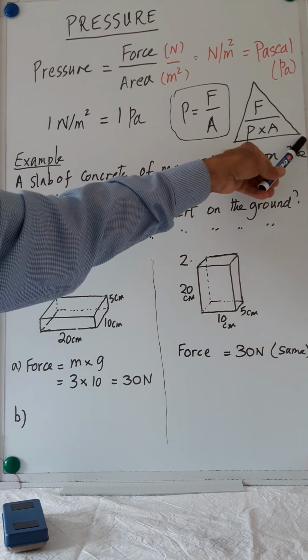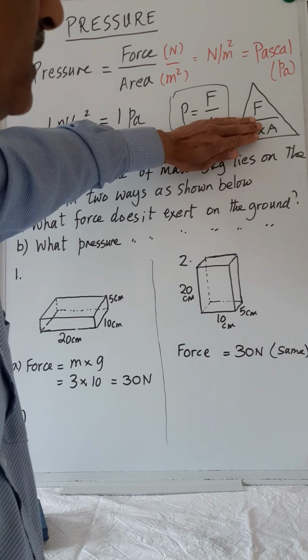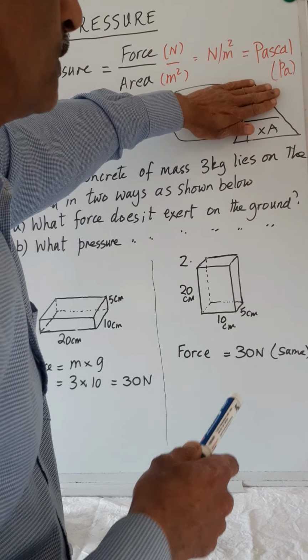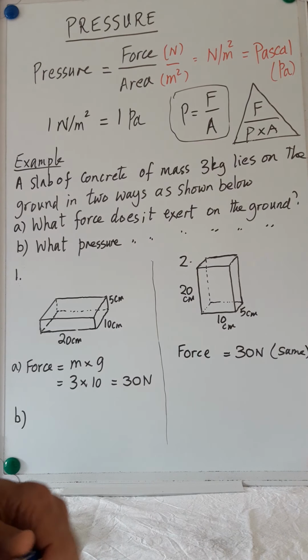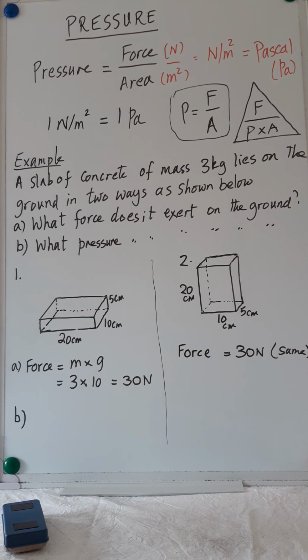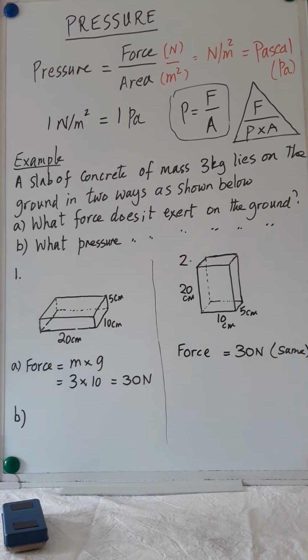And the formula triangle you can draw like this. If you want to find the pressure, it is force divided by area. If you want to find the force, it is pressure times area, and so on. Now we're going to illustrate this with an example so you can understand what pressure means.